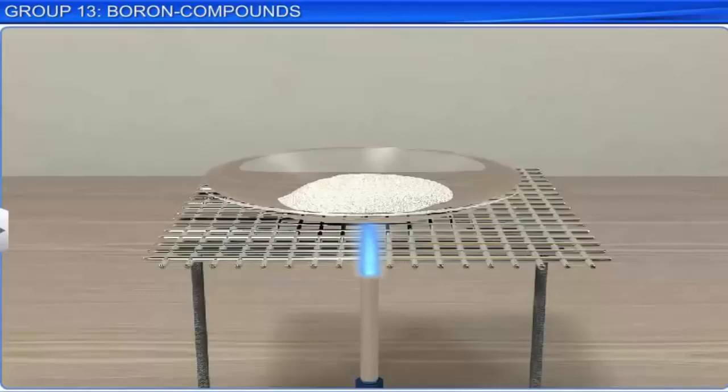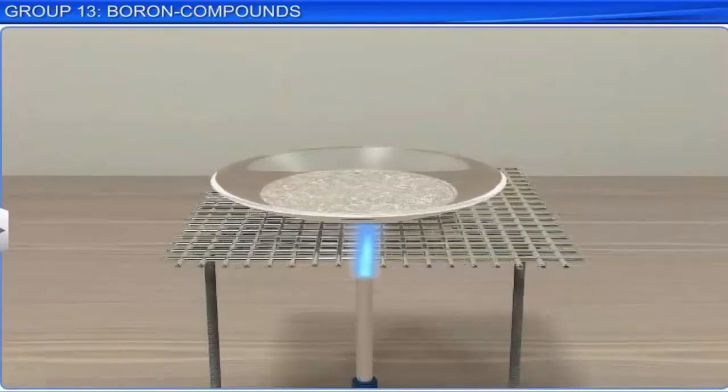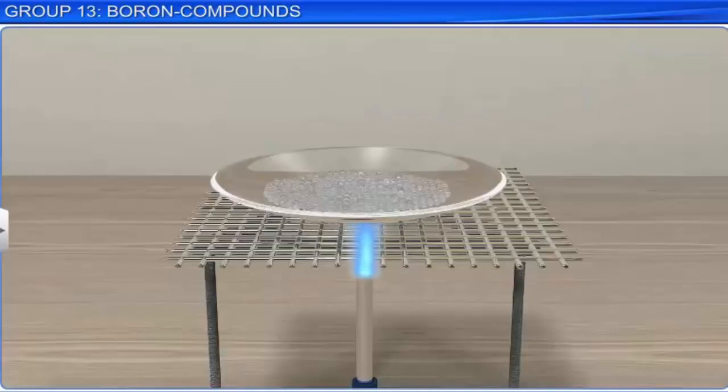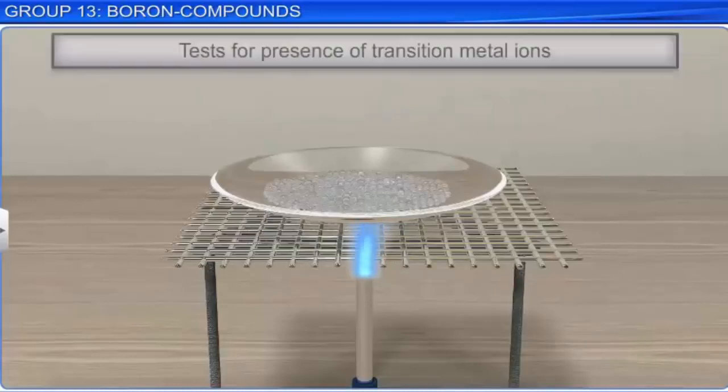When the anhydrous sodium tetraborate is further heated, it becomes a transparent liquid. When solidified, this is referred to as borax bead, which contains sodium metaborate NaBO2 and boric anhydride B2O3. The borax bead test is a qualitative way to test for the presence of transition metal ions.